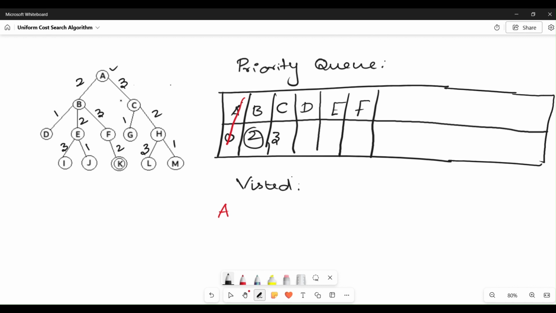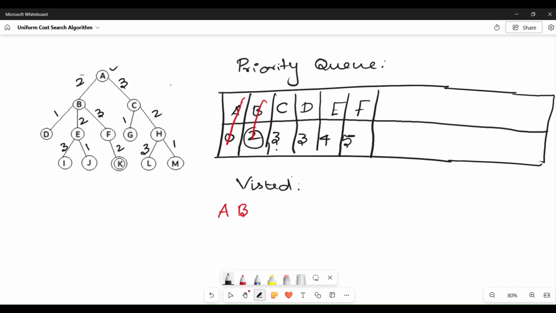So we write what the costs are. Now we will calculate the cumulative path cost. The meaning of the cumulative path cost is adding the previous edge value with the current edge value. The previous edge value is 2, so 2 plus 1 is 3, 2 plus 2 is 4, and 2 plus 3 is 5. Now B gets visited, so let's strike it out and mark B as visited.